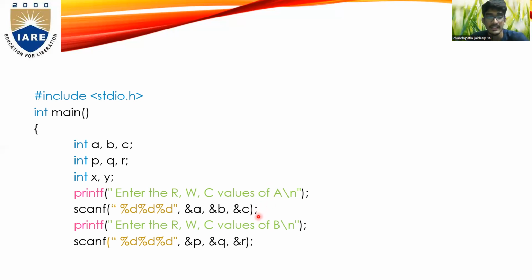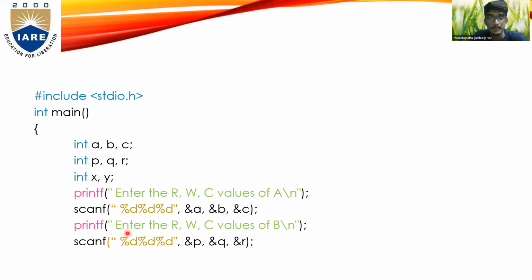So in the next line we are using the printf statement. After typing printf, we are opening the bracket and typing the double quotes, and inside them we are typing: enter the r, w, c values of b. Before, we entered the values of a, that is the number of runs, wickets, and catches of a. Now we want the values of b also, to judge which is better among a and b.